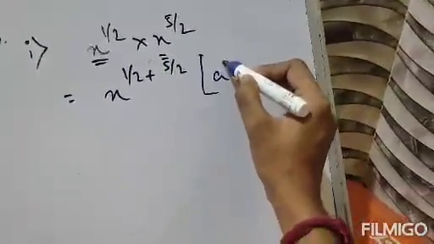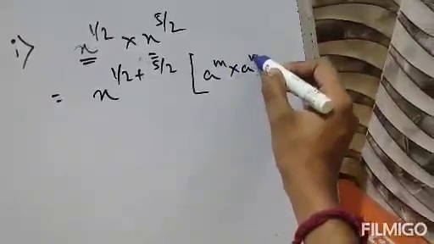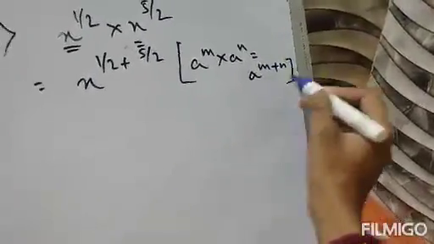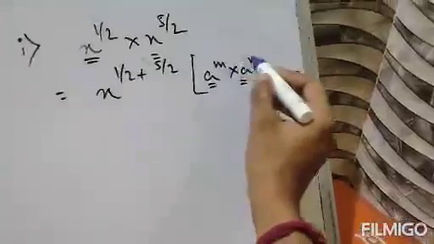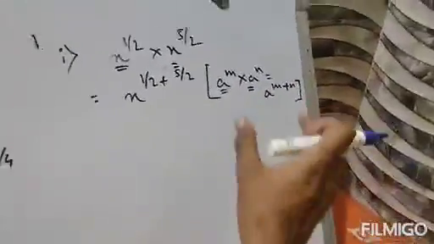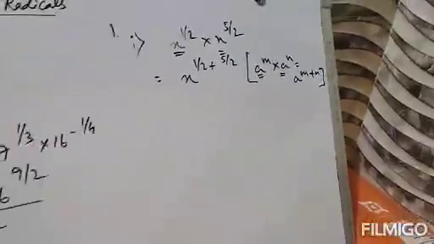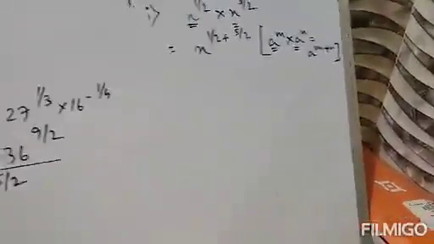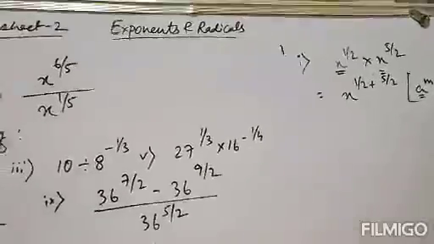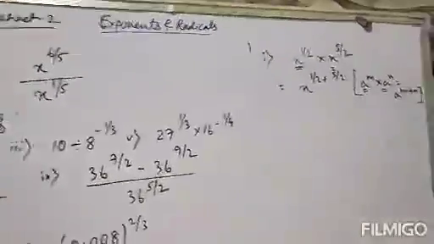The formula is a to the power m into a to the power n equals a to the power m plus n. When bases are same, powers are different, and it is multiplied, then powers are added. Clear? So this is the formula. These formulas were discussed in lecture 1 or session 1 of this chapter, so do check it out so that you can understand.